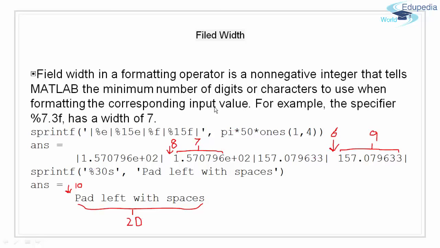Then again we have %f for floating, where we get an answer like 157.079, and then we have %15f that says the total field width should be 15. As there are not enough digits to fill the field, the field width is filled with 6 spaces. Similarly, when field width is used with strings like %30s and the string's length is not 30, the number of spaces needed are padded to make the length 30.